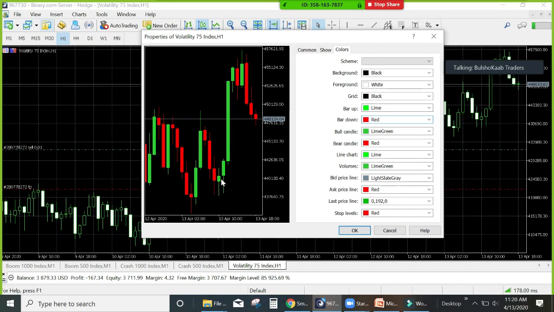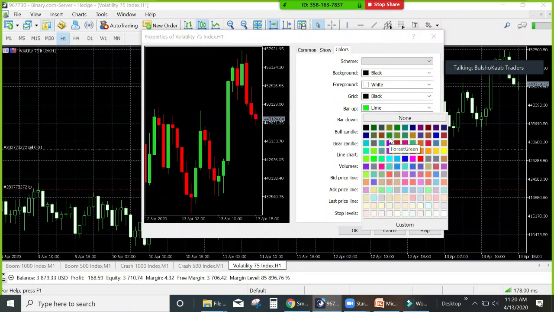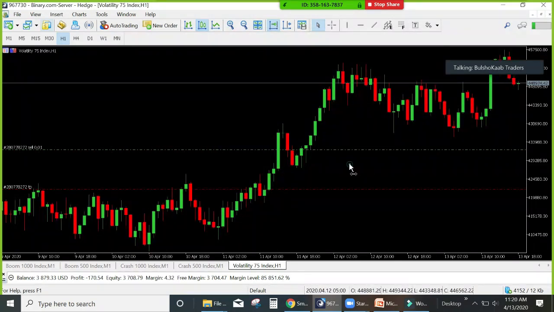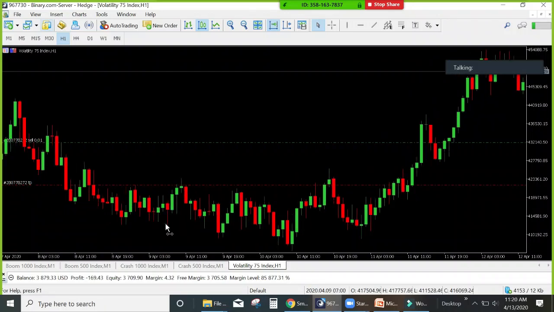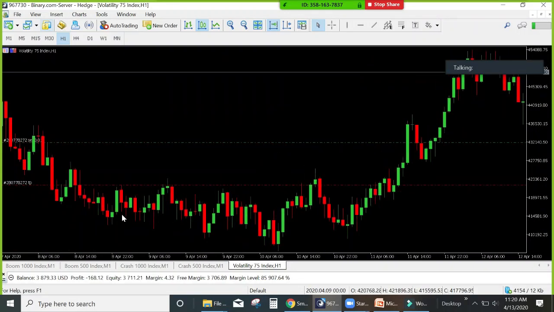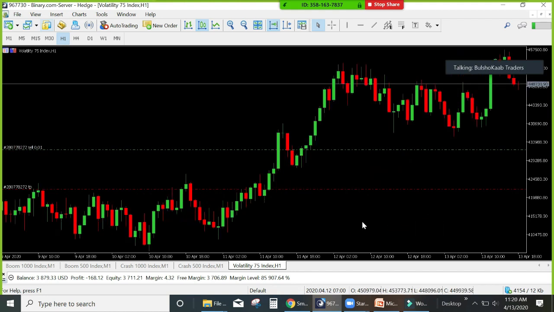And as you see the bar up, which is the shadow of the bullish candle, has a red color, but I can change the lime into other or forest green. Like you see now, it has a different green color. So as you see, I changed it now, and you can see that we have a nice look of the candles, the bullish candle and the bearish candle.